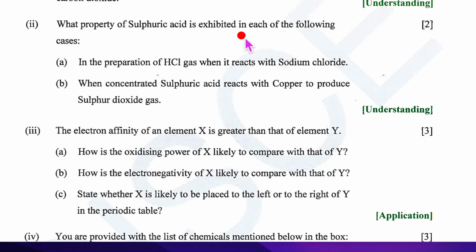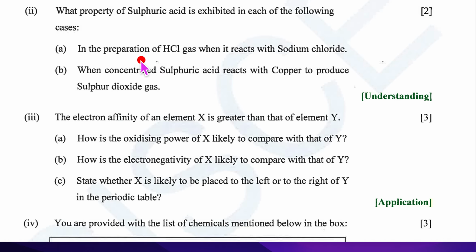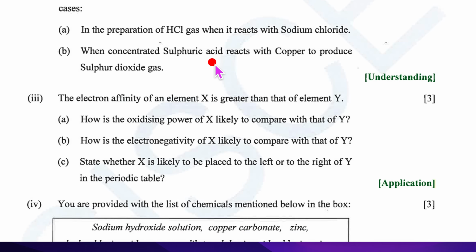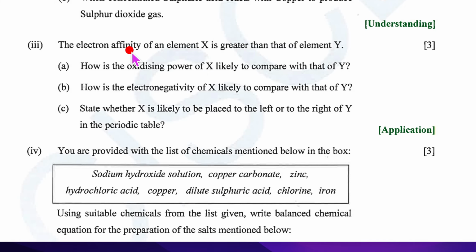What property of sulfuric acid here? Sulfuric acid has got 6 properties. Know each property and know the example reaction for each one of them. Preparation of HCl gas when it reacts with sodium chloride is the non-volatile property. It's a non-volatile acid. Concentrated sulfuric acid reacts with copper to produce sulfur dioxide, where this is an oxidizing agent. Let's come to the third one.